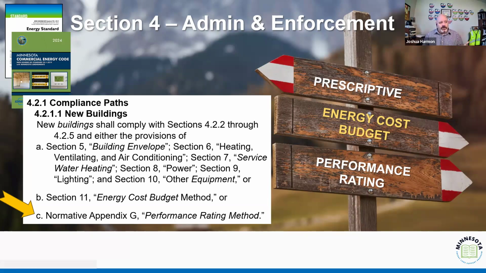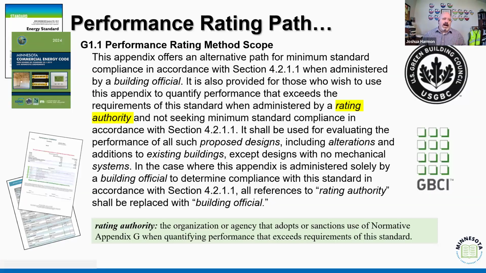Moving into our third compliance option, because I know we don't have very much time left, we're looking at our performance rating index. That's going to be normative Appendix G. What we're looking at is the context of how the building performs. It's not necessarily all about money and energy cost. Usually that's going to fall to some type of rating authority like USGBC, and there are other organizations as well that provide different rating capacities.